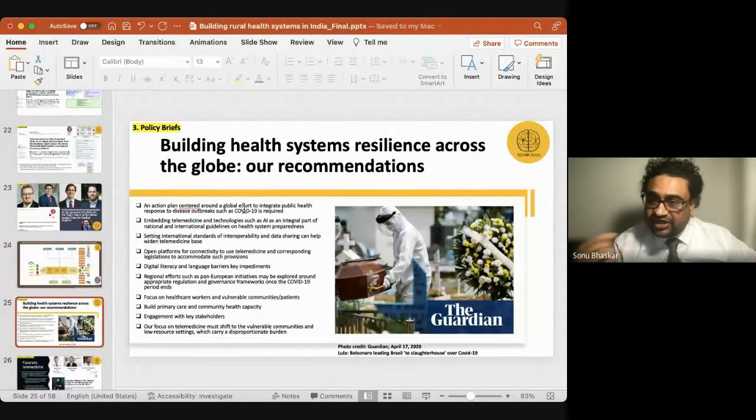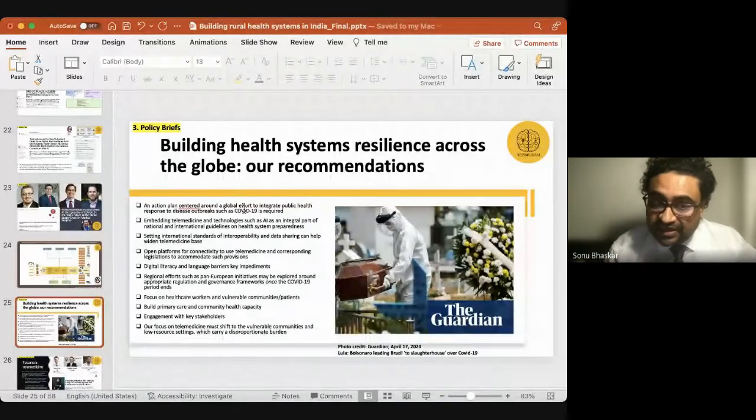But technology is not the solution for everything. Improving digital literacy and language barriers is a huge problem. In a complex country like India, where people speak different languages, you cannot have a one size fits all approach. You need to tailor it to the demands and the cultural linguistic requirements of different parts of India. So it's a major impediment to really make technology accessible to the people in the community.